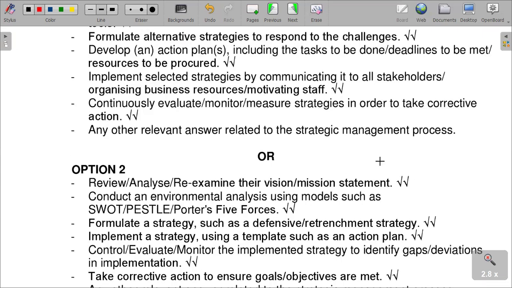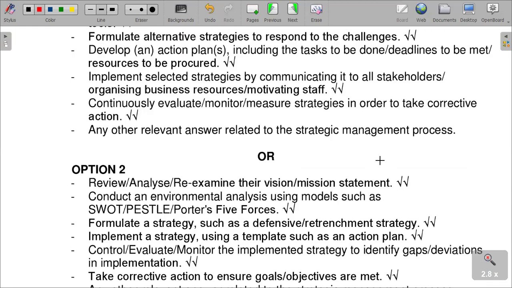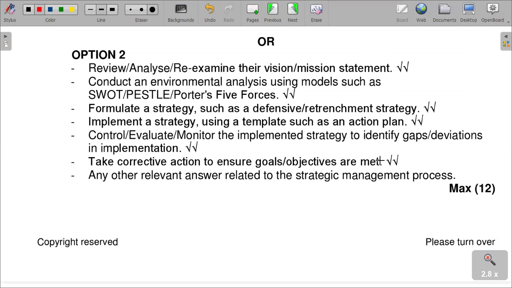Those can also be the various things to explain, or else you can review or re-examine their vision in terms of the mission statement of the business. So what we are saying is that in the strategic management process, businesses can analyze, review or re-examine their vision or mission statement based on how they are meeting the expectations or appealing to their stakeholders.